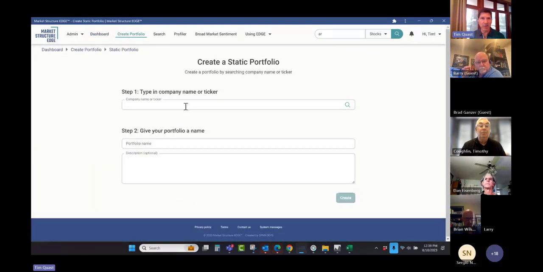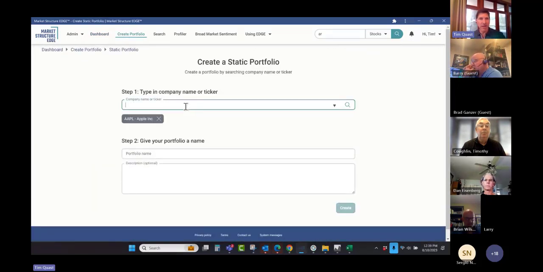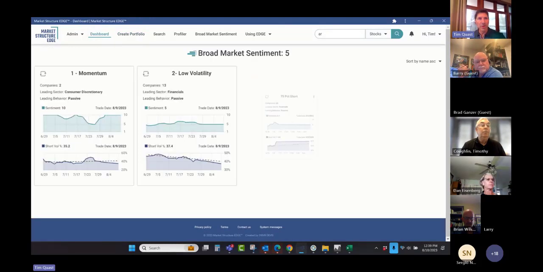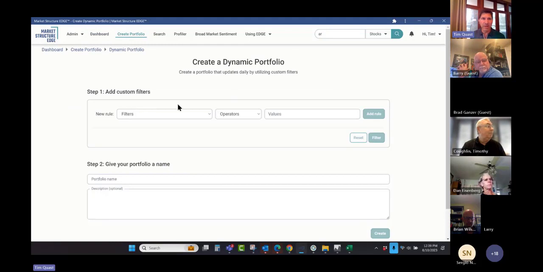Put your own tickers in here, static portfolio, just type them in, add them, put a name on it, save that. You can track it. If you want to use our data, it's very easy to do.